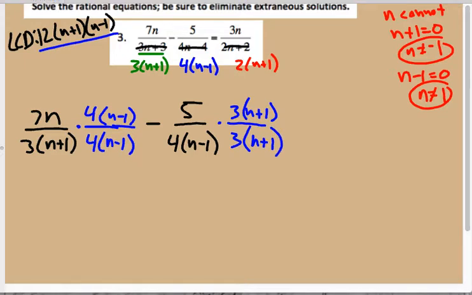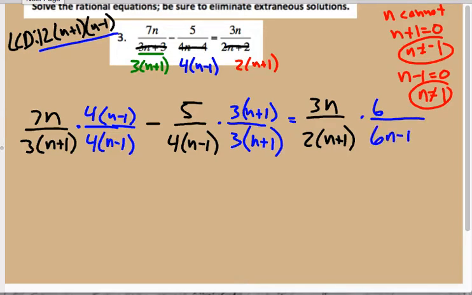And this is going to equal, what we got there, 3n all over 2 times n plus 1. Okay, first of all, I get that number 12. I'm going to have to multiply by 6 over 6 and an n minus 1, because we already have an n plus 1. Okay, cleaning this bad boy up.